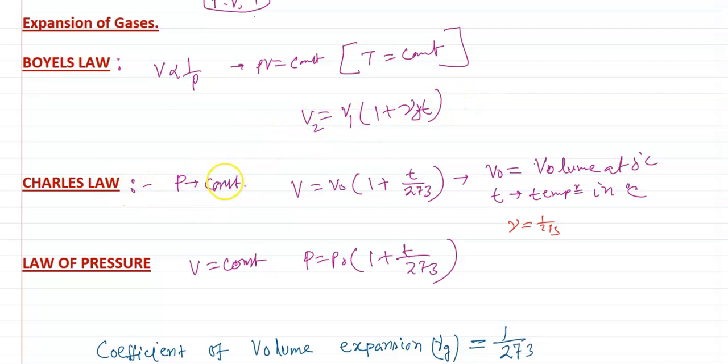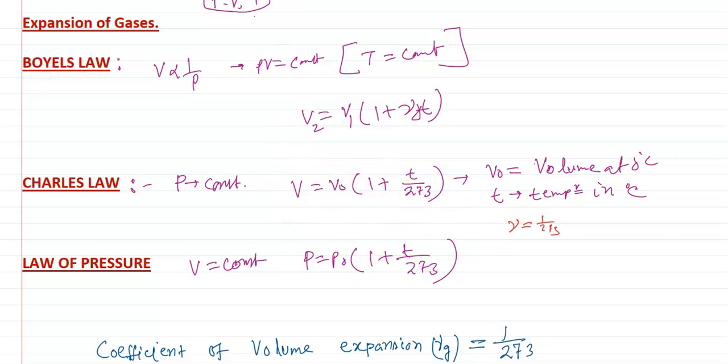In case of Charles law, pressure is constant and volume depends on the temperature, meaning V is proportional to the Kelvin temperature. This is your Charles law. In case of the Celsius scale, the volume changes like this equation: V equals V naught into 1 plus T by 273, where V naught is the volume at 0 degree centigrade and V is the volume at T degree centigrade.